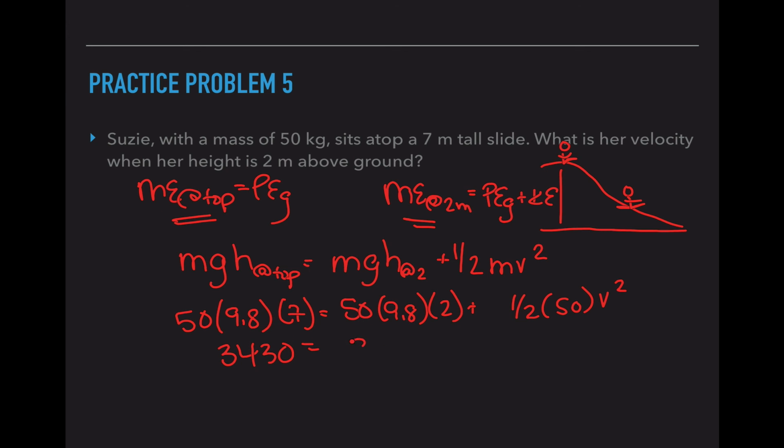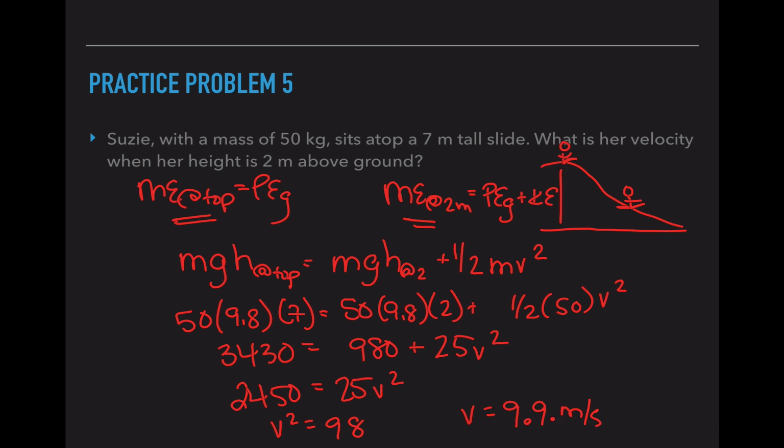50 times 9.8 times 2 is 980, plus 25v squared. Now I want to solve for v, so I have to get this 980 over to the other side. I'm going to subtract it from 3,430, and that gives me 2,450 equals 25v squared. Now I'm going to divide both sides by 25, and v squared equals 98. And I'm going to square root both sides, and v equals 9.9 meters per second.